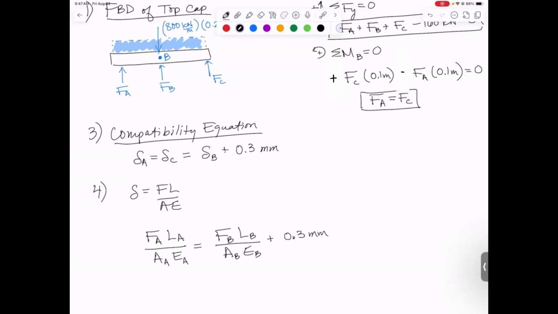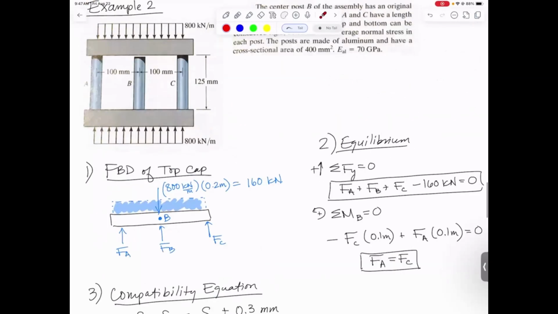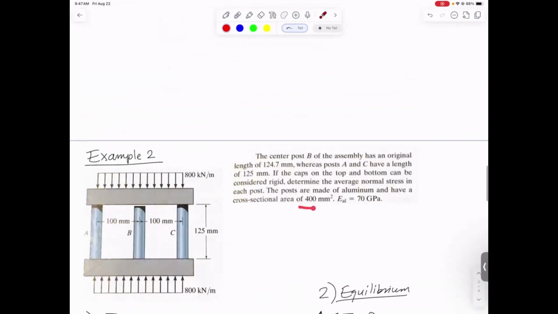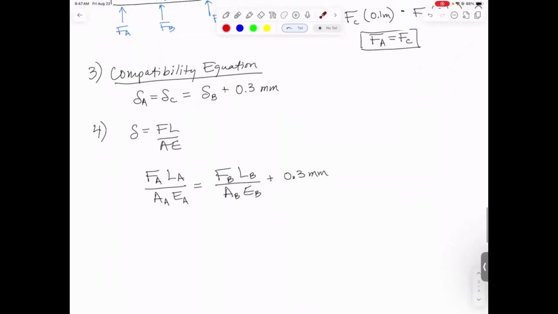In our last example, we were able to cancel out a bunch of areas because they were the same and a bunch of modulus values because they were the same. In this problem, did you notice the areas are the same and the moduli are the same for all of the different pillars? The problem is we can't cancel them out because there's this other term. So we are going to have to plug in all the numbers and actually simplify. So let's plug them in.